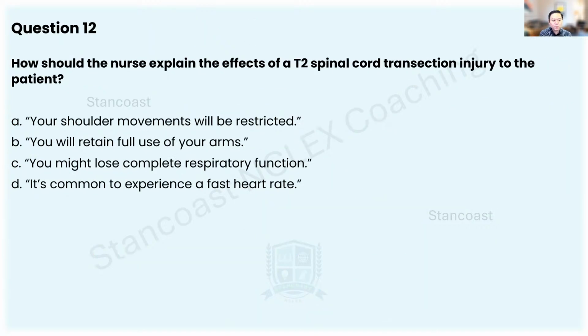Let's have number 12. How should the nurse explain the effects of a T2 spinal cord transection injury to the patient? Is it A, your shoulder movements will be restricted, B, you will retain full use of your arms, C, you might lose complete respiratory function, or D, it's common to experience a fast heart rate? We're talking about the effects of a thoracic 2 spinal cord injury.